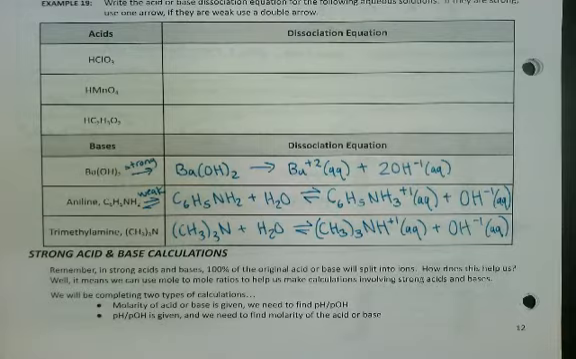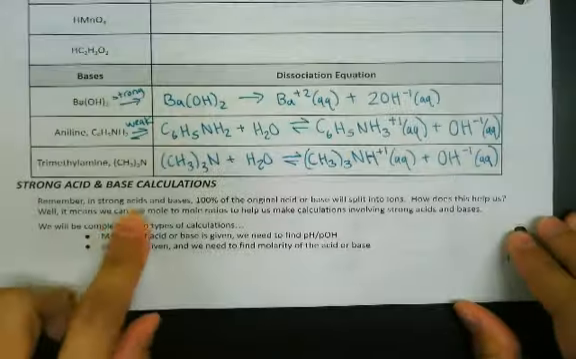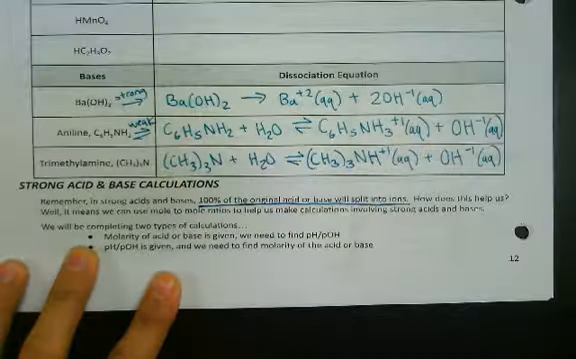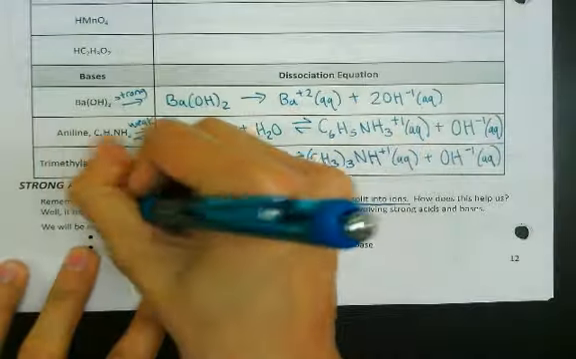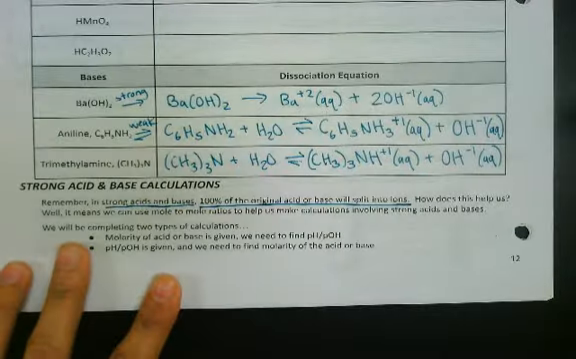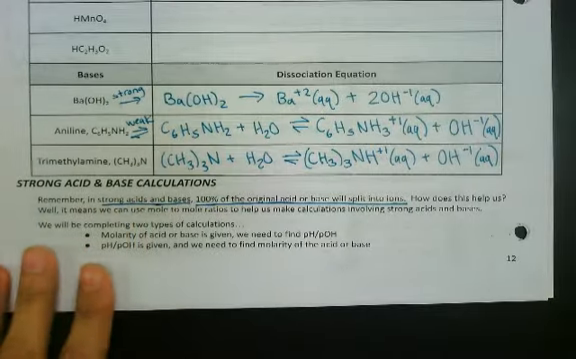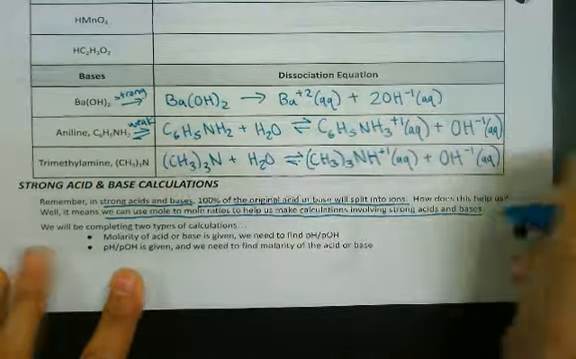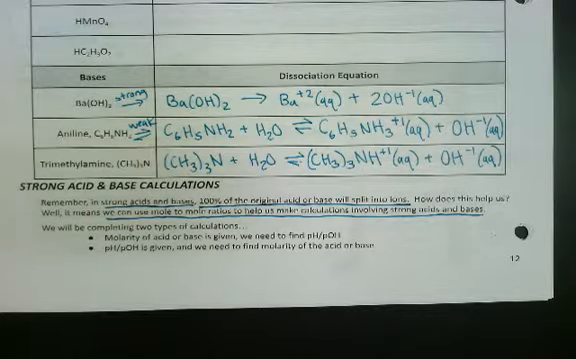Okay, so what I'm going to teach you how to do next are strong acid and base calculations, okay? Remember, in strong acids and bases, 100% of the original acid or base will split into ions. This is for strong acids and strong bases. This helps us because it means we can use mole-to-mole ratios to help us calculate things like pH if we are given the molarity of a strong acid or a strong base, for instance. Okay?